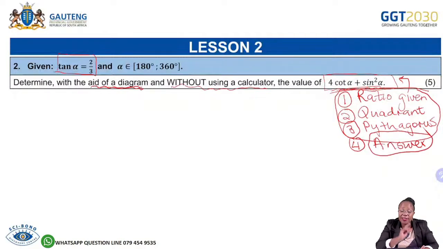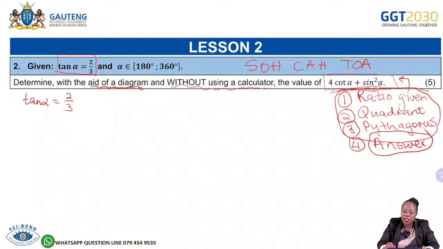Okay, now let's start. Now we have a ratio given to us, which is tan alpha equal to 2/3. And then from tan alpha, identify what is given. Remember your SOHCAHTOA? A tangent is opposite over adjacent. In a Cartesian plane, opposite is y, adjacent is x. That means now we are given y over x. It simply means y will be 2 and x will be 3 there.